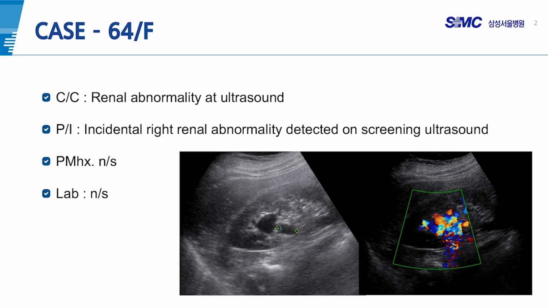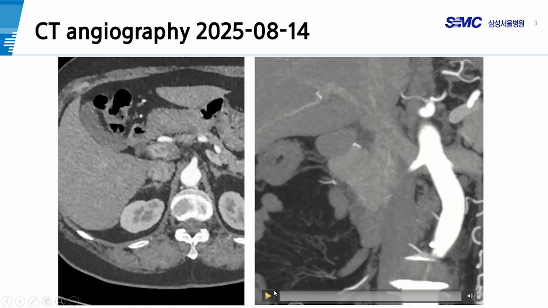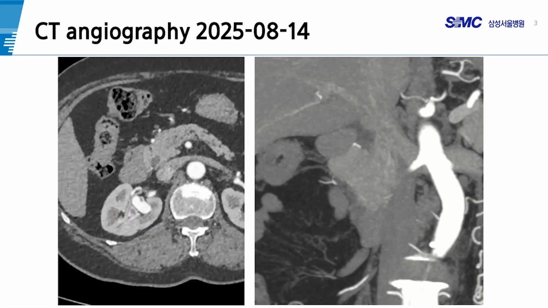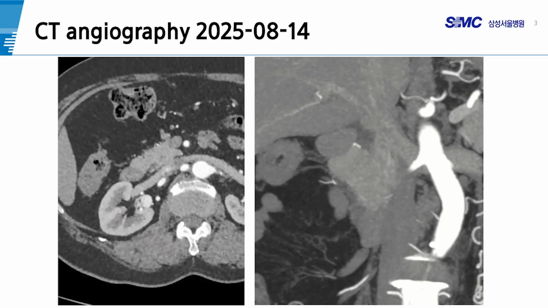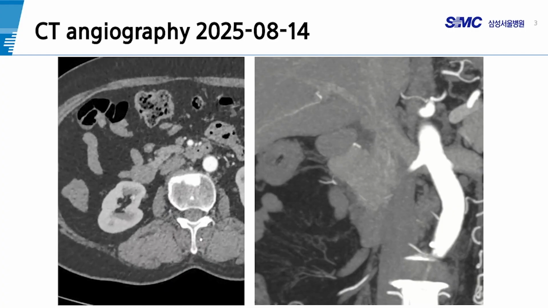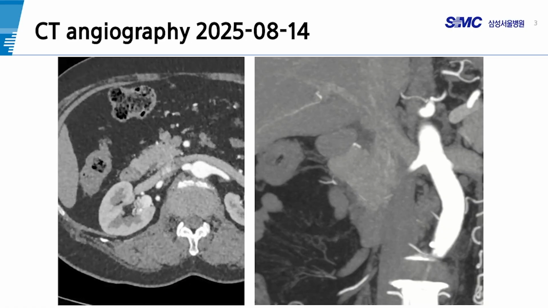Our patient is a 64 years old female. She was referred to our hospital. The ultrasound showed some abnormal findings in her right kidney. This is the CT scan. You can see tortuous and dilated vascular structures in her right kidney between the upper pole and the renal hilar areas. And you can see the early contrast pooling in her right renal vein.